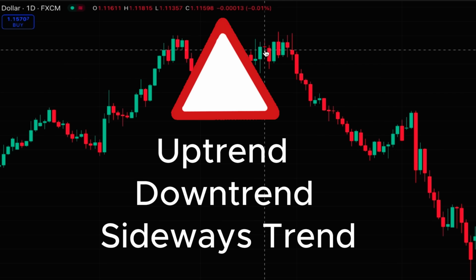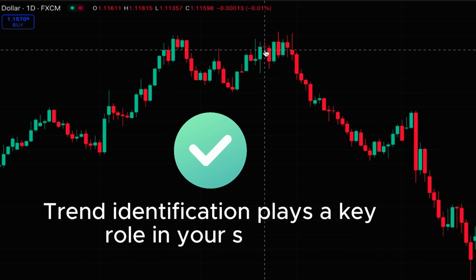And it's really important to correctly identify if the price is trending or not trending, and if it is trending up or trending down. This plays a key role in your success, because regardless of the trading strategy that you are using, whether it's a trend following strategy, reversal strategy, momentum strategy, or breakout strategy, you always need to know about the current trend of the market and any potential changes that are happening to the trend.